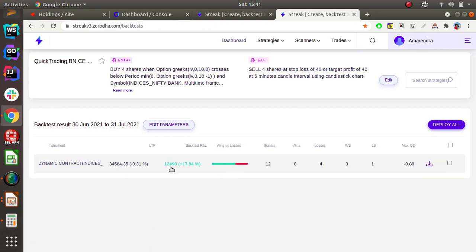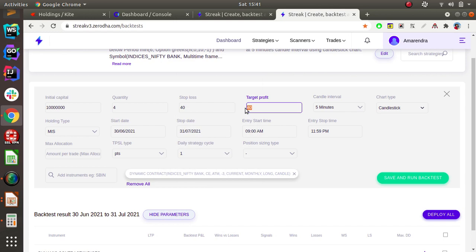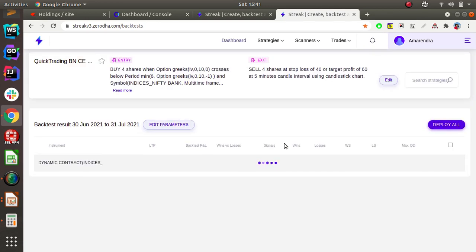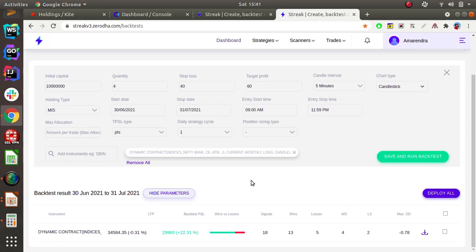As you see, there is a 12,000 profit with 1:1 risk reward. Out of 12 signals, 8 are successes and 4 are losers. We can also change this from weekly to monthly, and we can also increase our risk reward, for example 40, 60. As you see, 29,000 to 30,000 is the profit with 40, 60. The risk reward is also very good. Out of 18 signals, 13 are wins and 5 are losers.